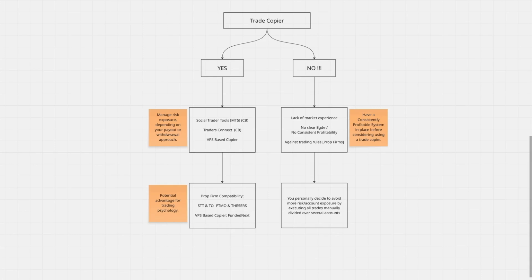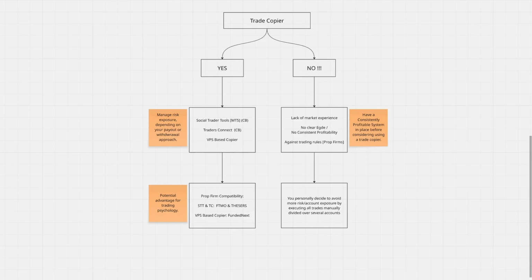Because some brokers or prop firms do not allow cloud-based copying, and then you should just abide by those rules as long as you want to trade with them, have funded capital with them, or have an active challenge. When it comes to prop firm compatibility, Social Trader Tools and Traders Connect are well suited for FTMO and The Fivers. Why do I say FTMO and The Fivers?